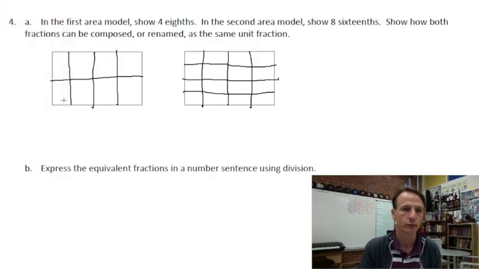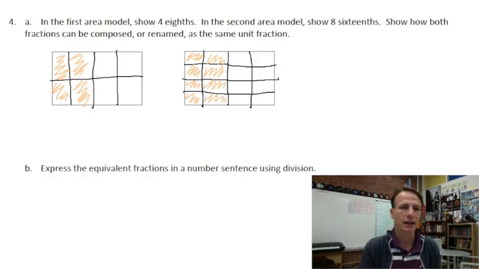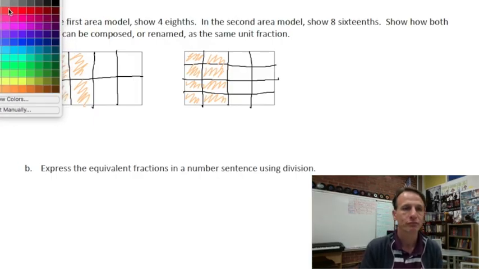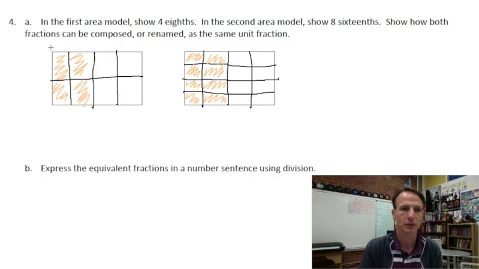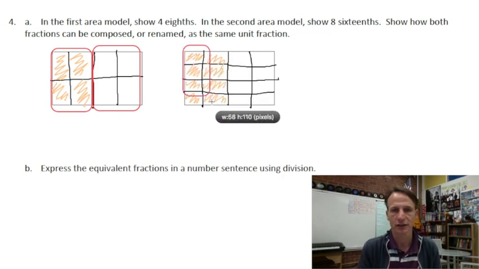All right, so let's shade in 4 out of 8 here. And this is my scratchy way of doing it. And then 8 out of 16 here. 3, 4, 5, 6, 7, 8. And now we will, as the instructions say, show how they can be composed. Switch to the red so you can see what I'm doing here with the rounded rectangle. So there, look, I can put those 4 together and these 4, and what are we looking at again? Yes, we're looking at half of it. You can tell just by glancing at it, right?